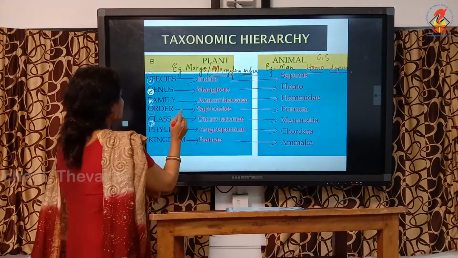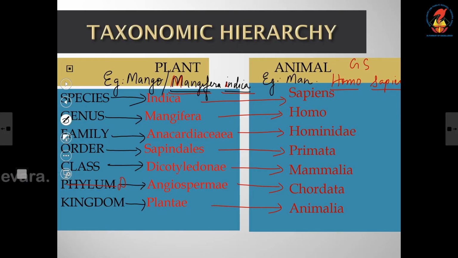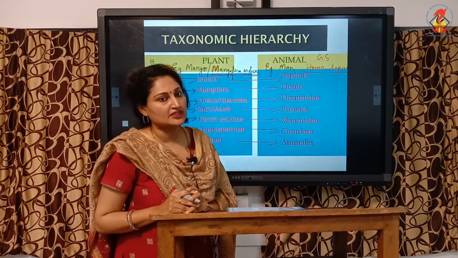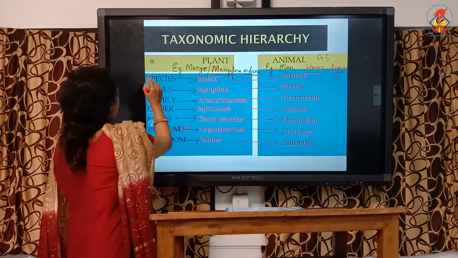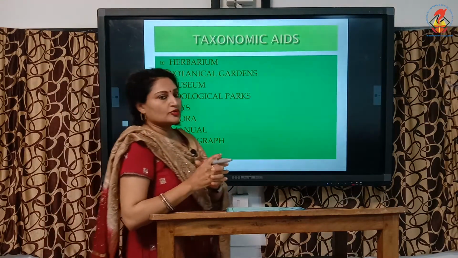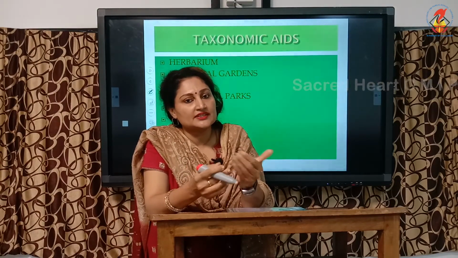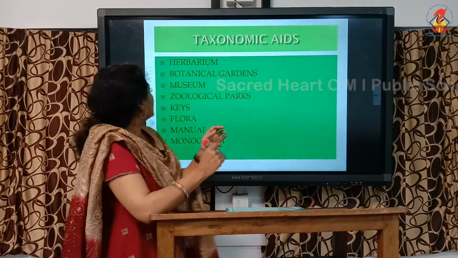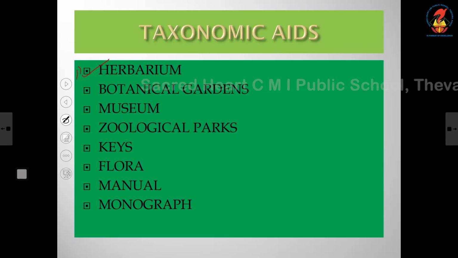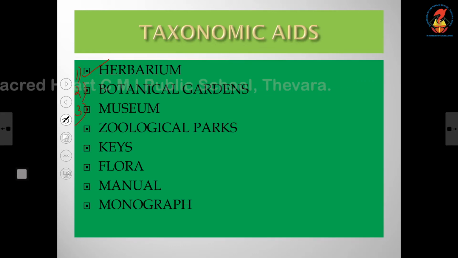Okay. And remember, in plants, it is not phylum, it is division. Okay. I hope you have understood taxonomical hierarchy with the illustration. Now we are going into the different aids used by taxonomists to facilitate the study of taxonomy. The first aid is herbarium, second botanical gardens, third museum, fourth zoological parks, fifth keys, sixth flora, seventh manuals, eighth monograph.